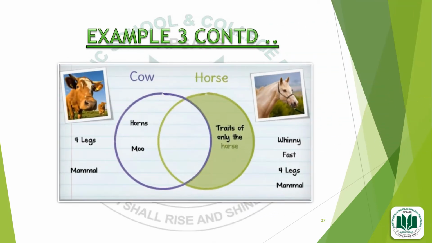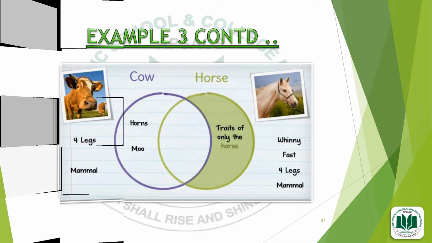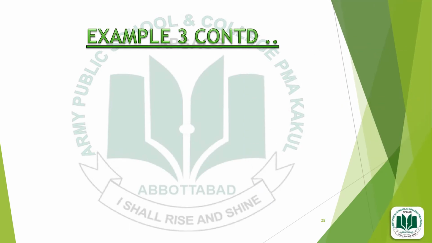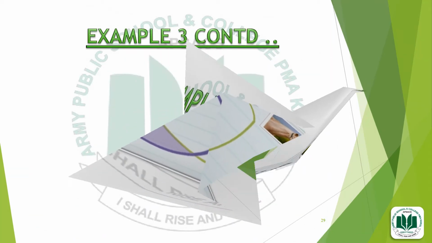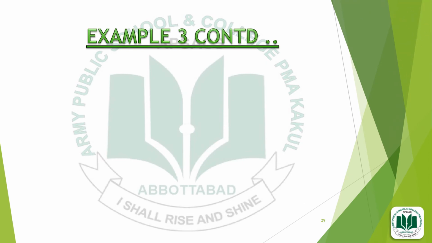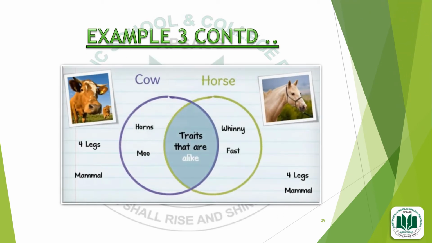Traits of horses have been placed in the rightmost region. Traits of cows that are uncommon to horse have been placed in the leftmost region. And traits that are alike will be placed in the overlapping part.